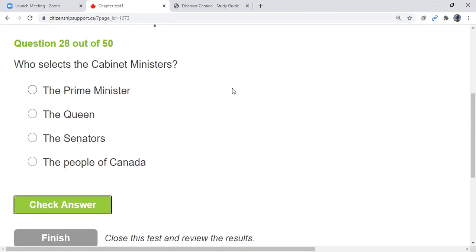Or number 3 or 1? Okay, so just so you know, senators, they're not elected. Yeah, number 1. Let's try number 1. Very good. So the prime minister picks the cabinet ministers. He picks like the managers kind of thing.